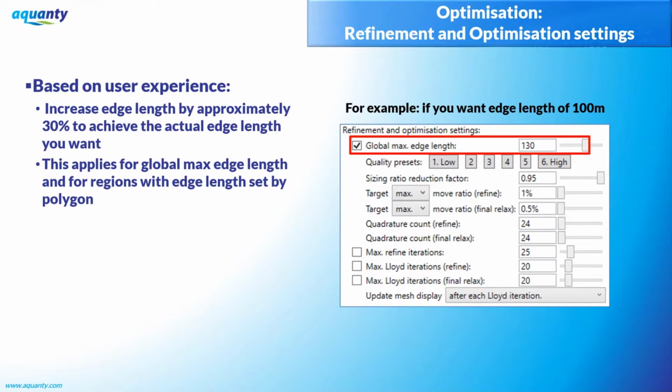This has to do with how the optimization algorithm functions, where the optimization will stop once the sizing ratio is at or below 1. Since we aren't usually dealing with perfectly shaped triangles, raising this limit a little bit higher than what we actually want results in a final mesh that is closer to that actual desired edge length value. And this would apply for not just the global edge length, but also when you're using polygons to set edge lengths for regions.